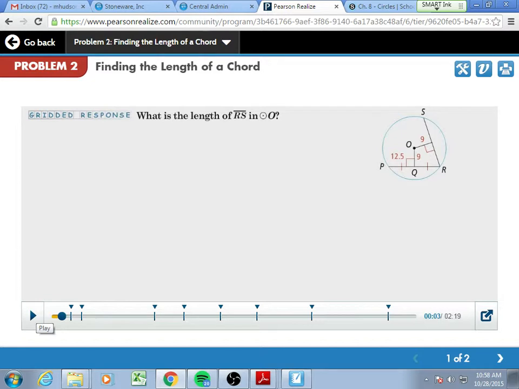All right, so now we need to find the length of an unknown chord. So now we only have one circle to work with. We know that because OP is perpendicular to PR, it's going to bisect it. So PQ is now congruent to QR. I know PQ is 12.5, so I would also know that QR is 12.5. So right here would also be 12.5. We need to figure out the length of RS.